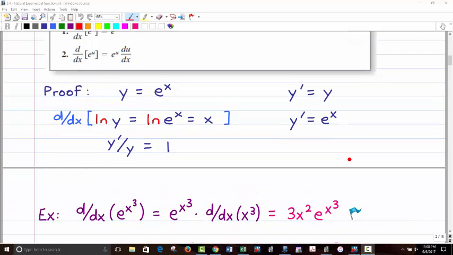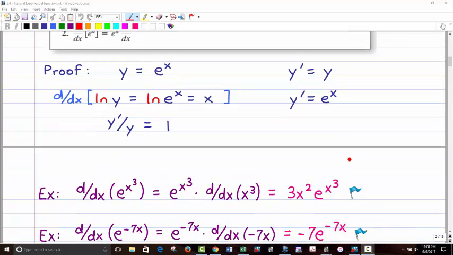All right, so let's just look at some examples of the derivatives of these. I shouldn't think you'll find these to be too bad.